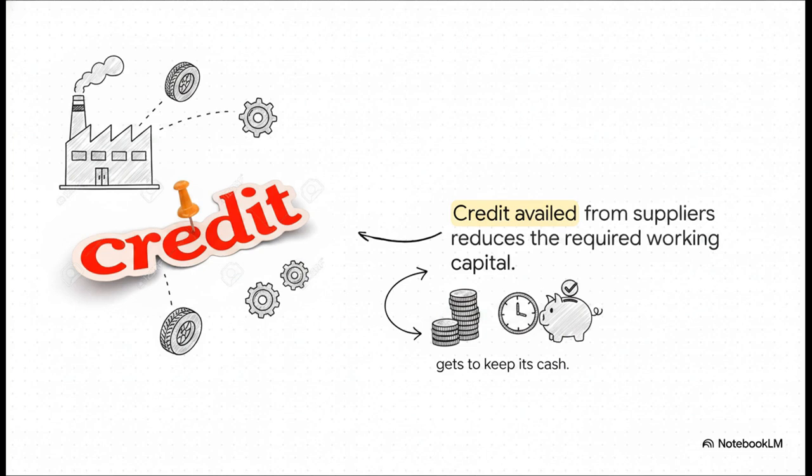If a business gets a credit facility from its suppliers for goods, a much lesser amount of working capital is required. Why is that? Because when suppliers allow you delayed payment terms, your business gets to keep its cash in the bank a little bit longer and use it for other things. For a real-world example, think of a massive manufacturer like Maruti Suzuki receiving supplier credit for auto parts. Because they aren't forced to pay cash upfront immediately, their immediate working capital needs drop.